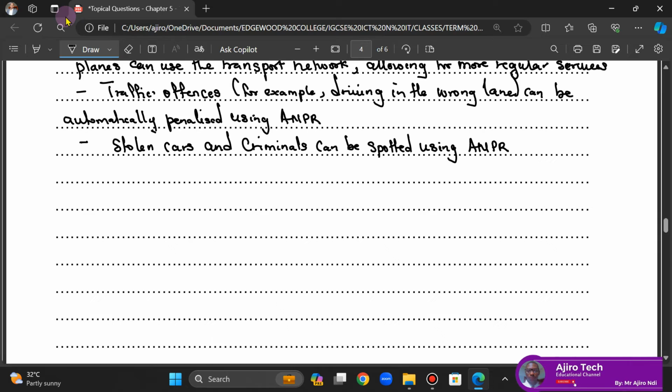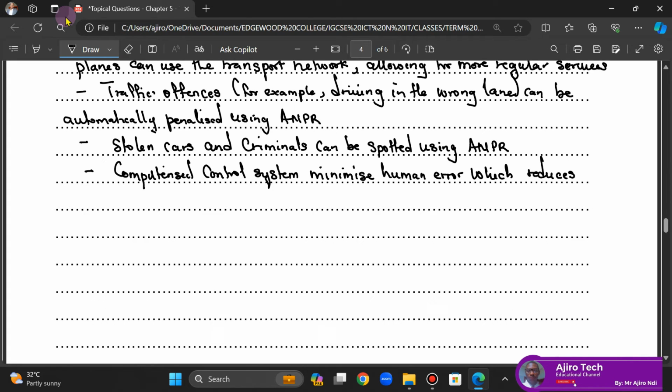Another final point on this is that a computerized control system definitely minimizes human error, which of course reduces the rate of accidents.